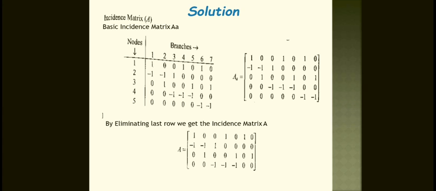So eliminating the last row. Whenever you get a matrix like this, you eliminate the last row. Then the remaining one is called the incident matrix of the given graph. How many rows and how many columns are there generally? 5 cross 7, this is the actual complete basic incident matrix A. By eliminating the last row we get the incident matrix. So the last row should be eliminated, then you will get the incident matrix like this. This is the 4 cross 7 matrix that is left. So this is called the incident matrix of the given graph.